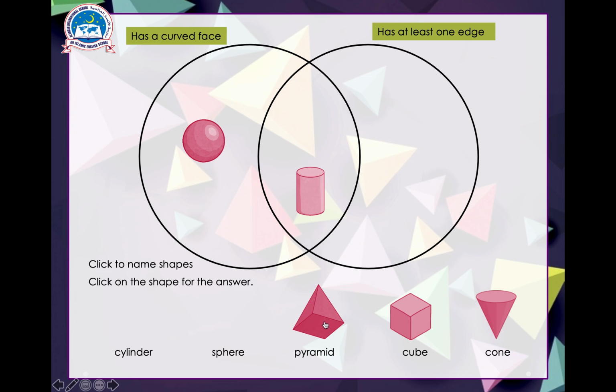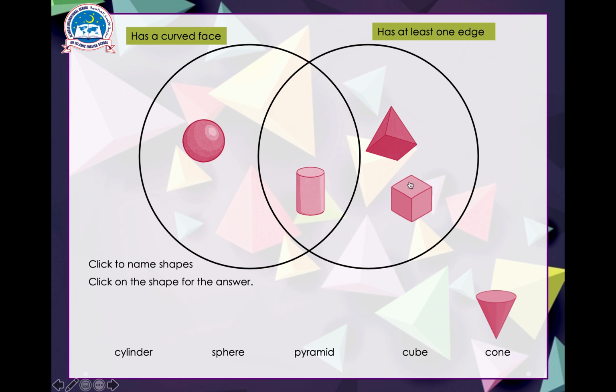How about the pyramid? Does it have a curved surface? No, it doesn't. But it does have many edges, so we can put it in the part of the circle that says has at least one edge. Now let's look at the cube. Does it have any curved surface? No, it doesn't. But does it have at least one edge? Yes, it does.